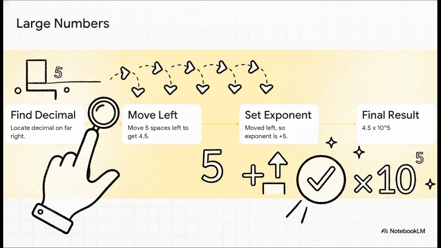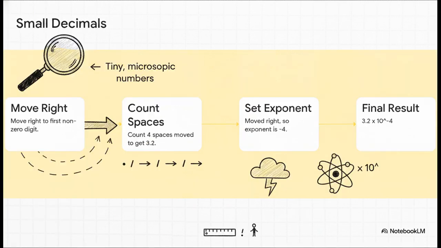So our final wonderfully clean result is 4.5 times 10 to the power of 5. But what about those tiny microscopic numbers? Let's take 0.00032. This time, we've got to go the opposite way. We grab that decimal and slide it to the right until we land right after that very first non-zero digit. So we go 1, 2, 3, 4 spaces to the right, which gives us 3.2.